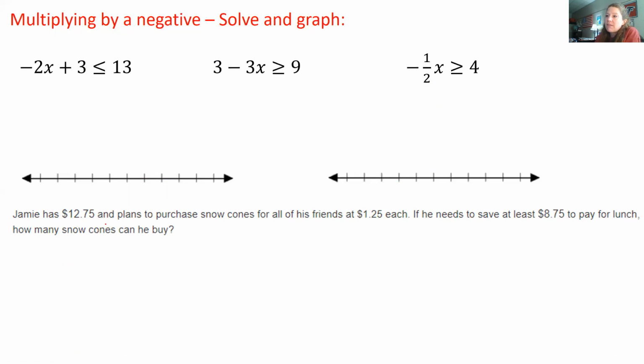Jamie has $12.75 and plans to purchase snow cones for all of his friends for $1.25 each. If he needs to save at least $8.75 to pay for lunch, how many snow cones can he buy? Now, we're not worried about Jamie buying his own snow cone. So if Jamie has this much money, the amount of money he can spend can be less than or equal to $12.75. And x is going to represent the number of snow cones he can buy his friends.